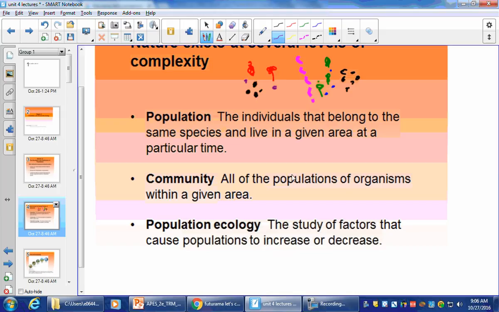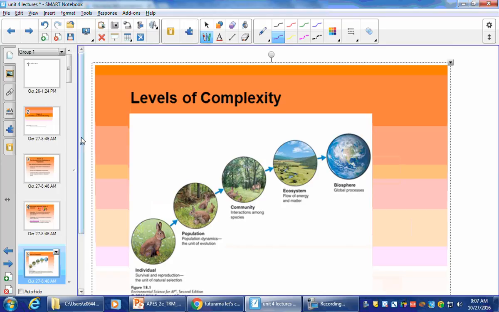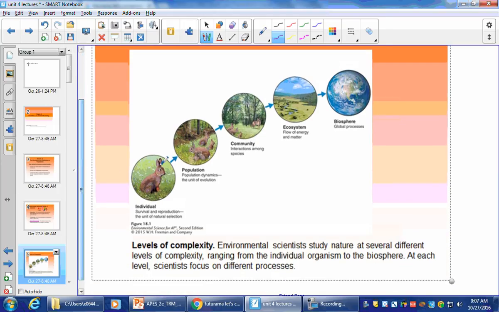Okay, community: all the populations of organisms within a given area, we know about this a little bit already. Population ecology: the study of factors that cause populations to increase or decrease. Okay, so right here, this is where we start talking about the rates of increase. This is going to end up leading to mathematics for this chapter. All right, so here's a nice little convenient graph of what this looks like.